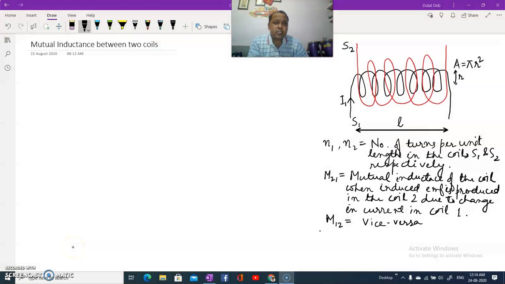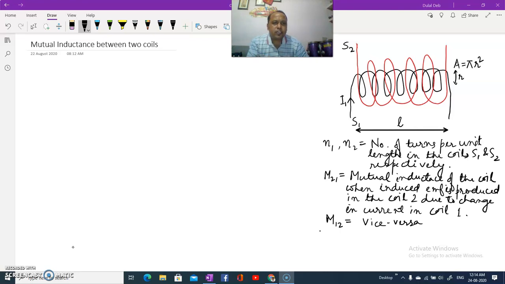Here we can see in the diagram there are two solenoids having the same length L. The first one, S1, has a radius r and an area which is given by pi r square, and another solenoid S2 which is coiled over S1 having the same axis but a larger radius.